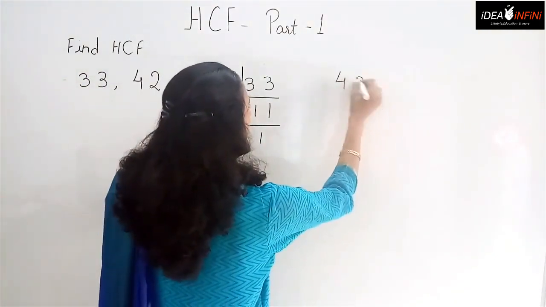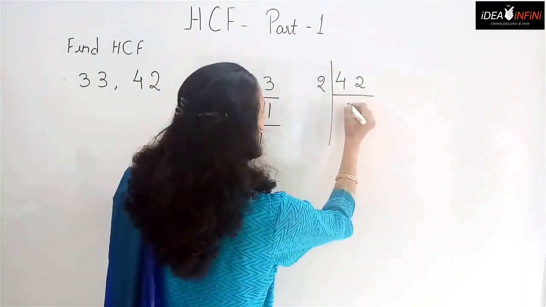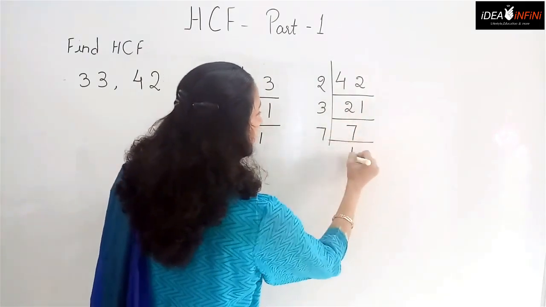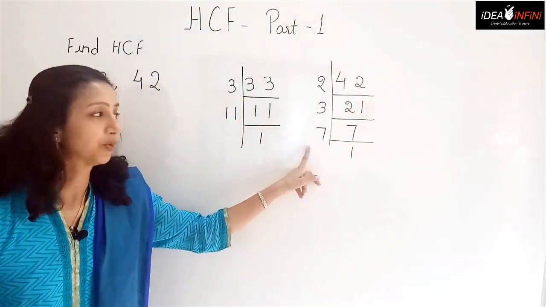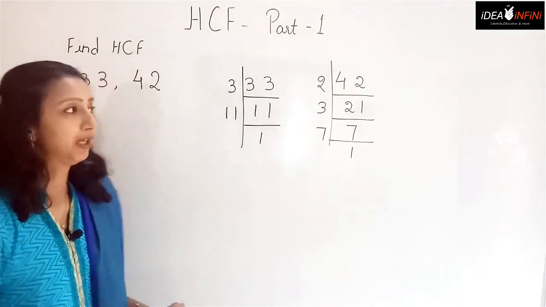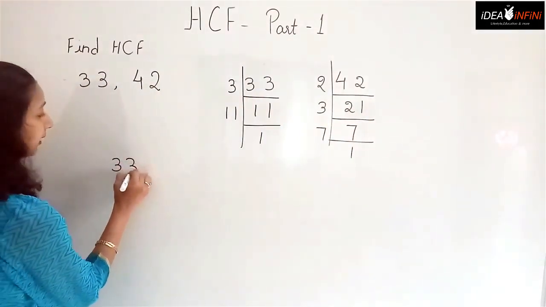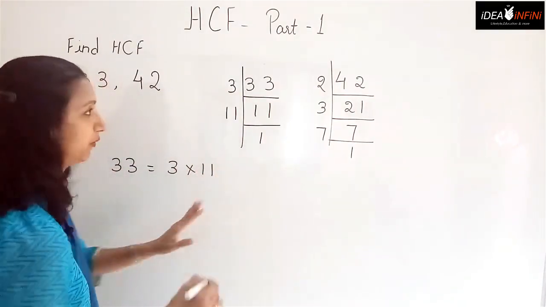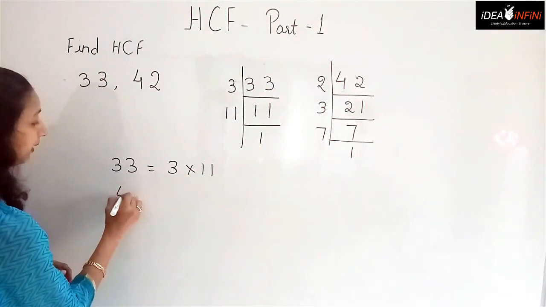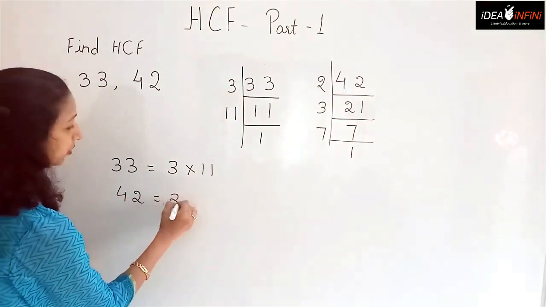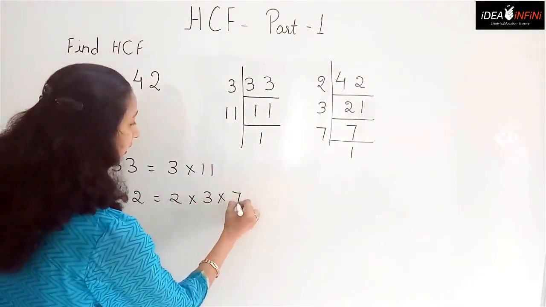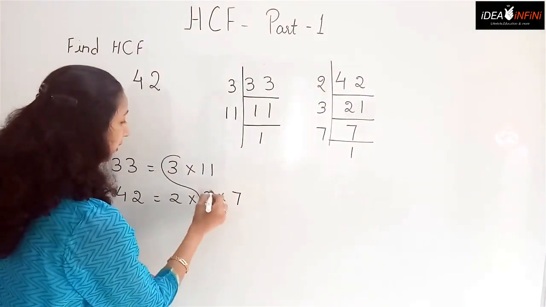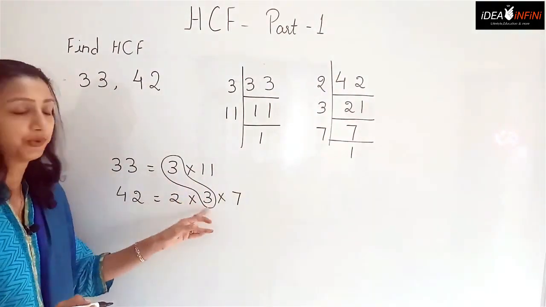Here 42. So we find out the factors for 42. 2 21s are 42. Then 21 is divisible by 3. 7 again is a prime number, so it doesn't have factors other than 7 and 1. We write the factors here, 3 into 11. As I said, we can leave this 1. 1 is of no value here because it is getting multiplied by 1 and the value remains same. 2 into 3 into 7. Once again, we find out the common factor among these. We make a pair of it. So this is the pair that I am getting, 3.